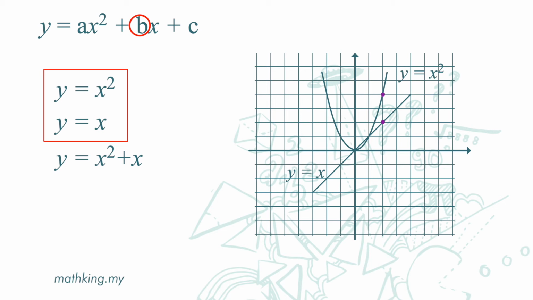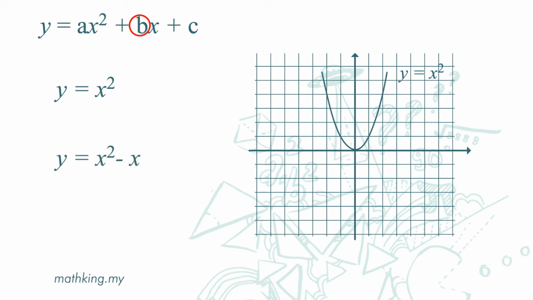2 plus 4 is 6. 1 plus 1 is 2. 0 plus 0 is 0. Negative 1 plus 1 is 0. Negative 2 plus 4 is 2. We can see that the shape of the graph is unchanged, but the whole graph is moved to the left.